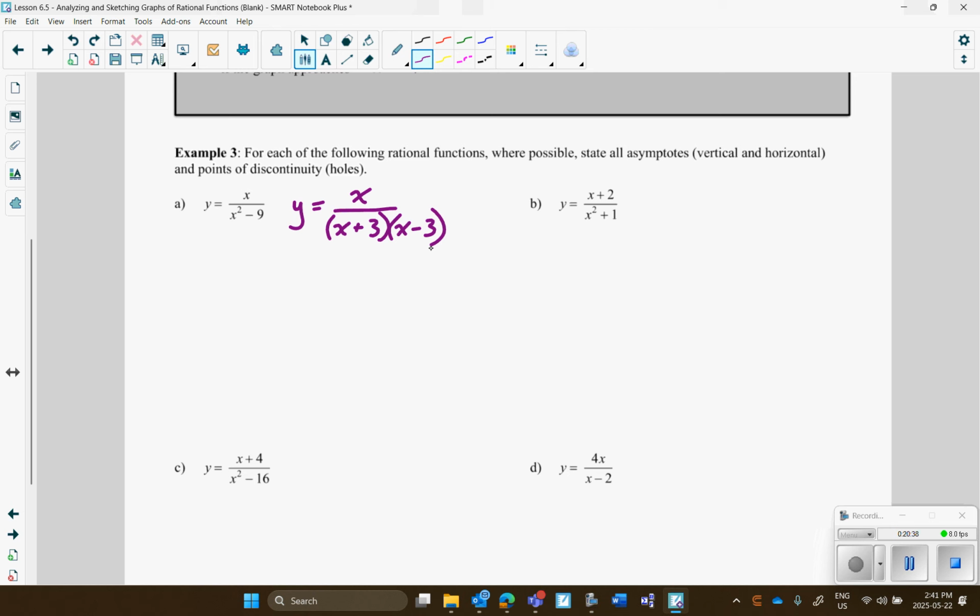Okay, so the horizontal asymptote. What's the degree of this one? 1. What's the degree of this one? 2. So if the numerator is less than the denominator, where is it? y equals 0. So degree of numerator less than degree of denominator, y equals 0. That's the horizontal asymptote.